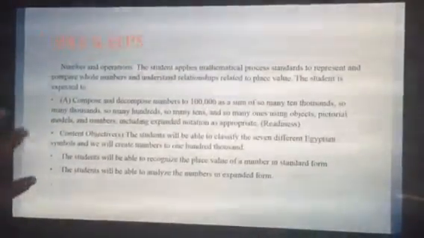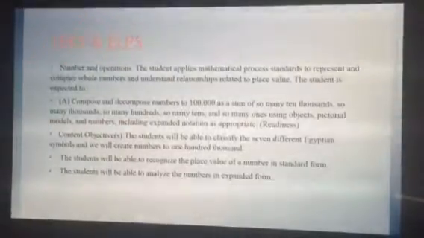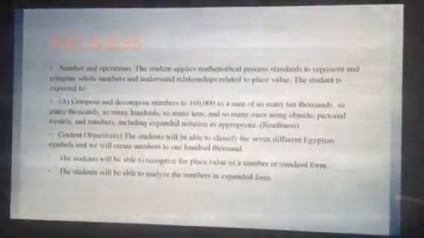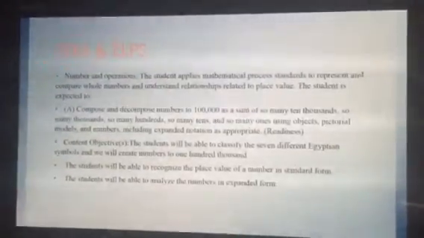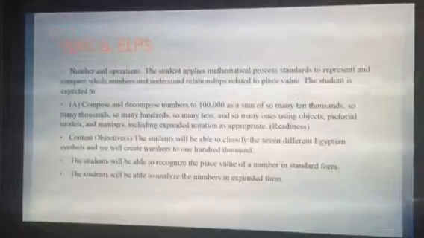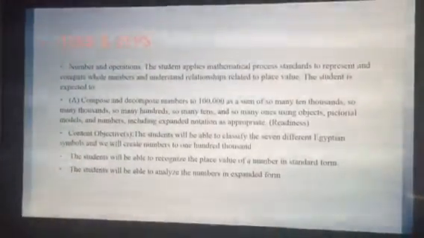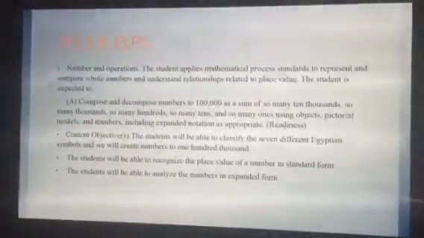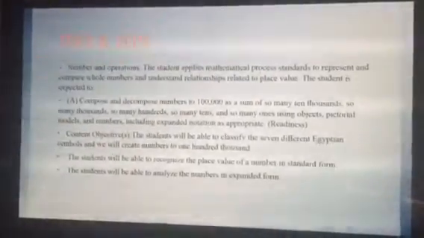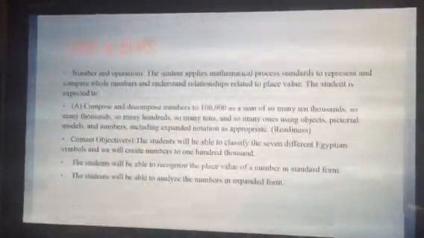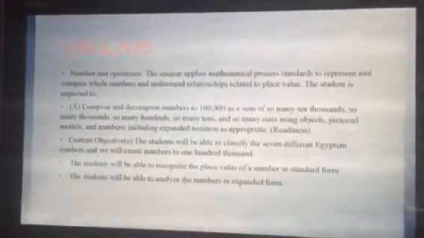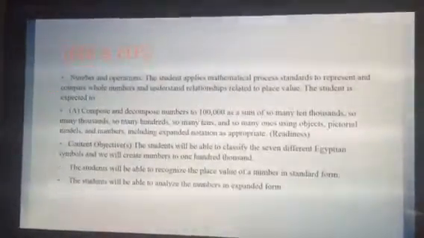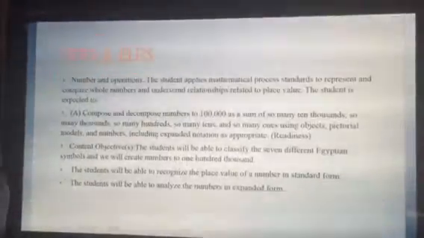So my TEKS for this lesson are number and operations. So the student applies mathematical process standards to represent and compare whole numbers and understand relationships related to place value. The student is expected to. So what we're doing for this lesson is place value to 100,000. So they will compose and decompose numbers to 100,000 as a sum of so many ten thousands, thousands, hundreds, tens, and ones using objects, picture models, numbers, and they're also going to do expanded notation as appropriate.